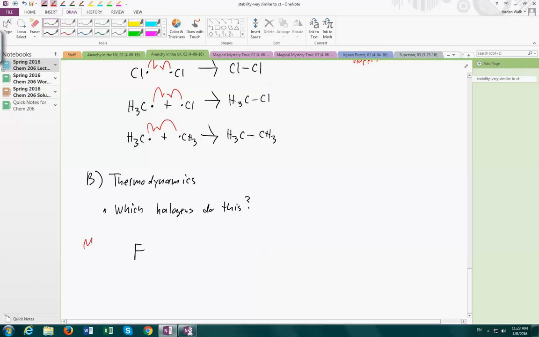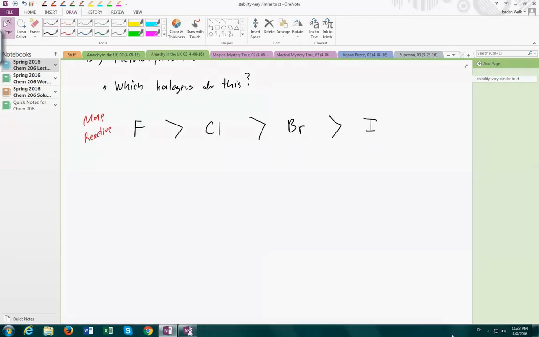So on the left side, we're going to have our more reactive halogens, at least in the sense of this reaction. And then we're going to work our way down. And so what you can see is that if we're towards the top of the periodic table, we're very reactive, and as we work our way down, we are much less reactive. All right, so over here, we have our less reactive halogens, iodine and bromine. So let's think about what happens.